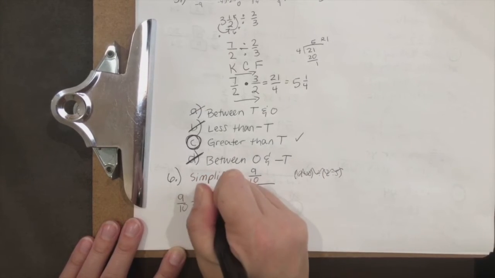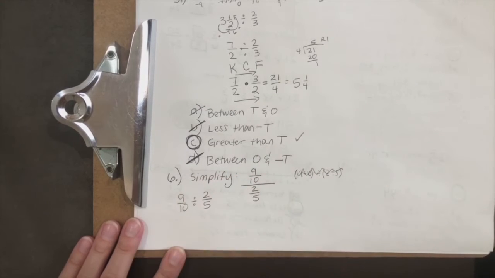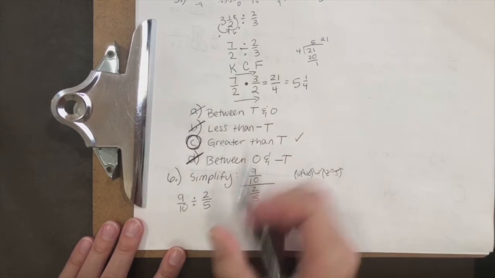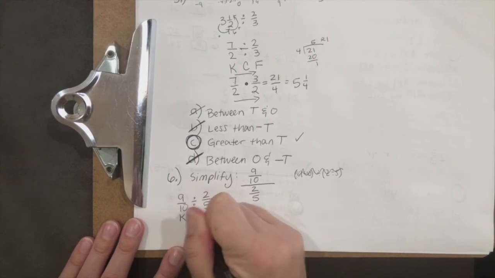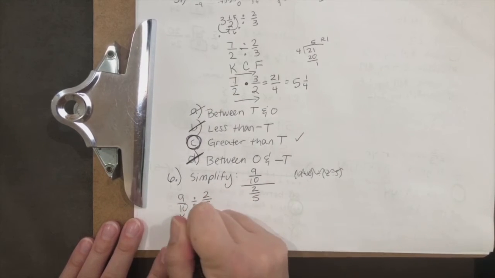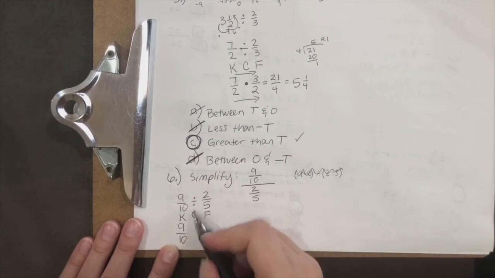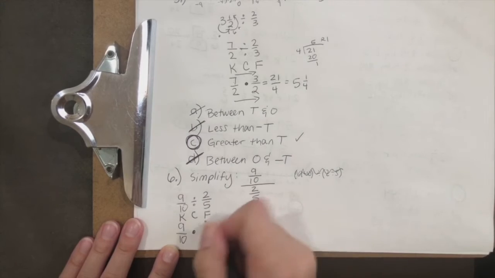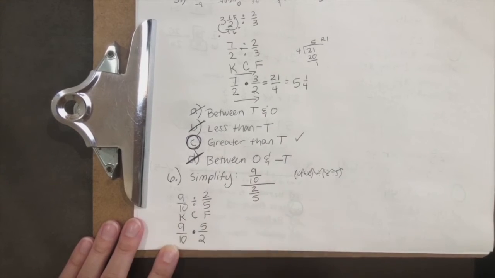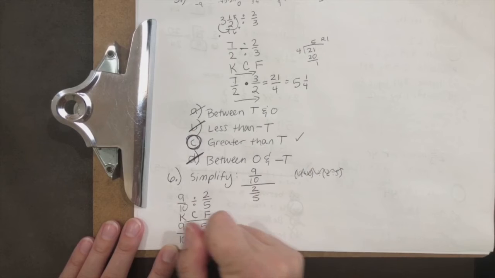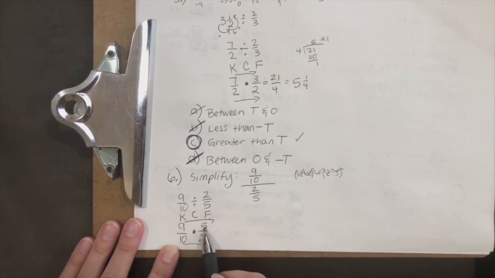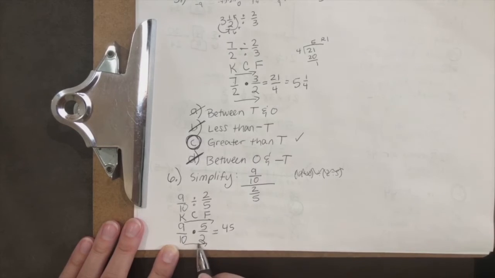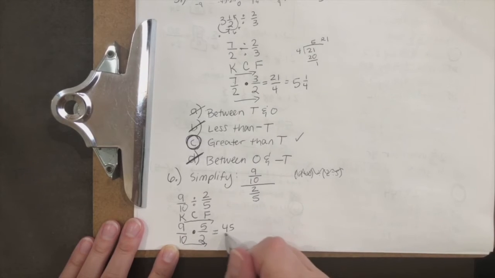9/10 divided by 2/5. And here we get to use our KCF, not KFC, but KCF. We're going to keep 9/10. We're going to change the division symbol to multiplication, and we're going to flip this to be 5/2. Now we just multiply straight across. 9 times 5 is 45. 10 times 2, 20.